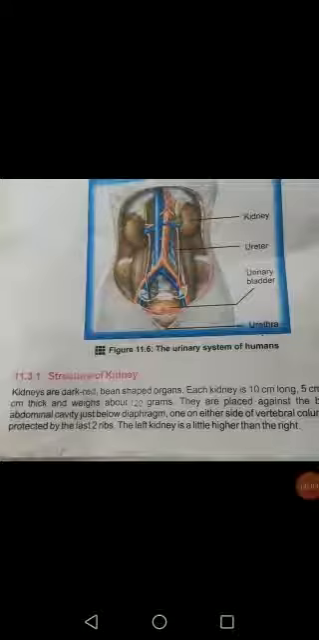Today we will discuss the structure of the kidney. We are basically discussing the urinary system of humans. We have discussed that the urinary system of humans is made up of two kidneys, ureter, urinary bladder, and urethra. Now we will discuss the kidneys.